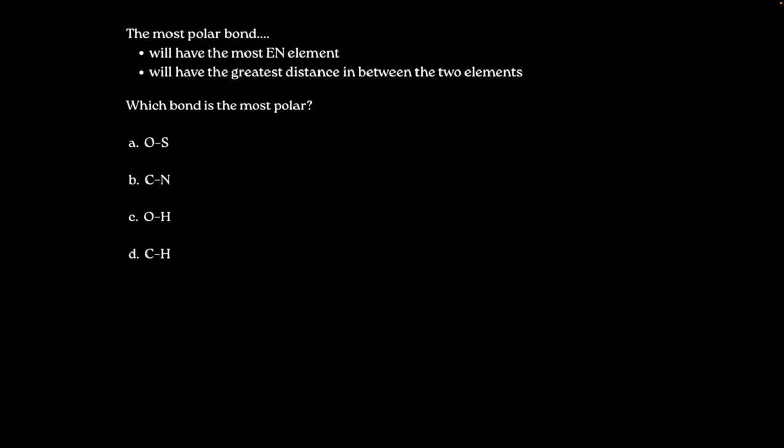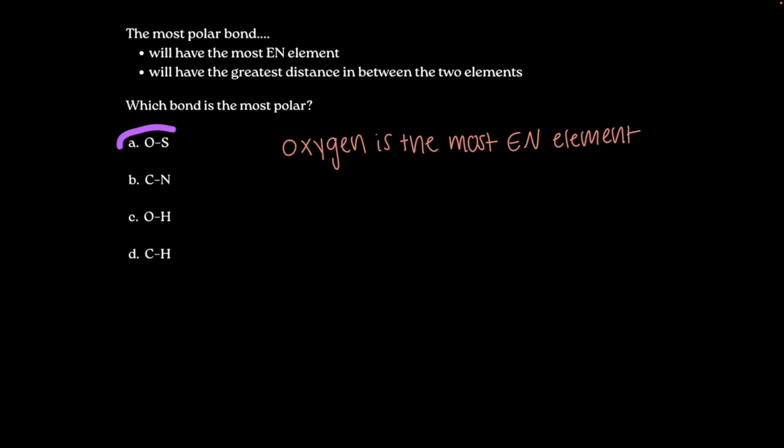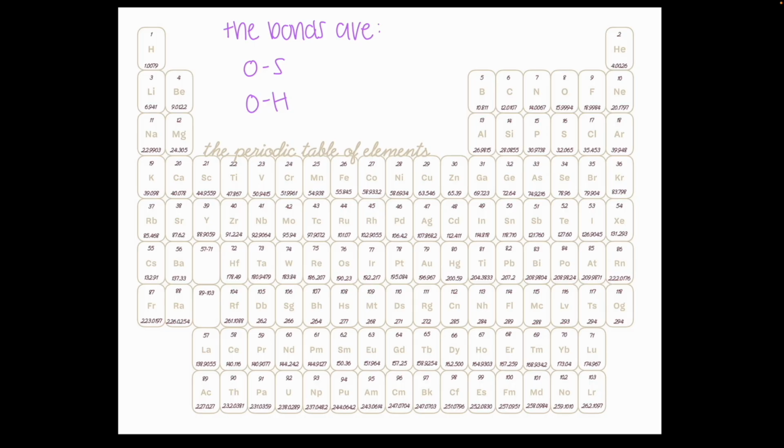Now that we know that oxygen is the most electronegative element, we're going to be looking at the two answer choices that have oxygen within the bond. We're going to see from OS and OH which answer choice has the greatest distance between those two elements. And the greatest distance will mean that they have the greatest change in electronegativity and will be the most polar bond. The bonds that we are looking at will be oxygen and sulfur, and oxygen and hydrogen.